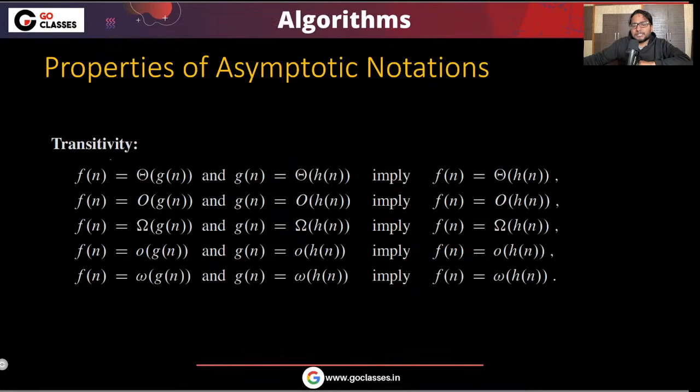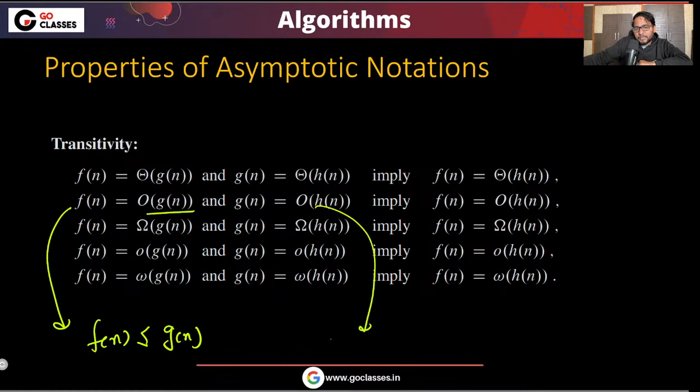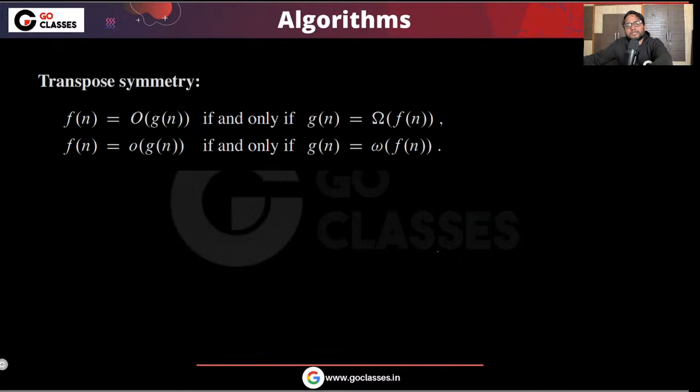So these are some properties. It is transitive, which means if two functions are related by theta, then this is also theta. If these two functions are equal, then this will be equal. Similarly, if g(n) is greater than f(n) and h(n) is greater even than g(n), then you can definitely see that f(n) is less than or equal to h(n). Here they are saying that f(n) is less than or equal to g(n), and g(n) is less than or equal to h(n), then definitely f(n) is less than or equal to h(n). Okay, cool. So there are some properties that we have.